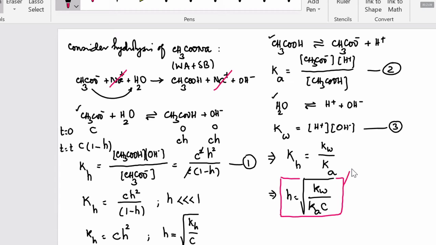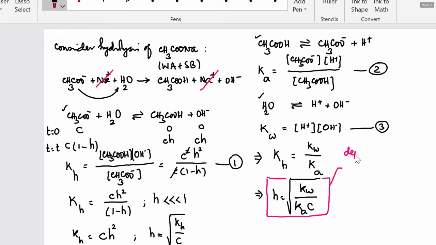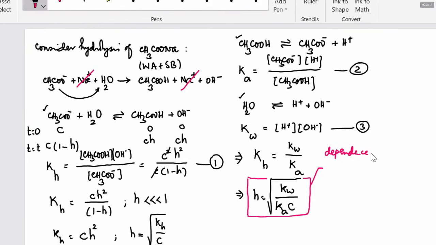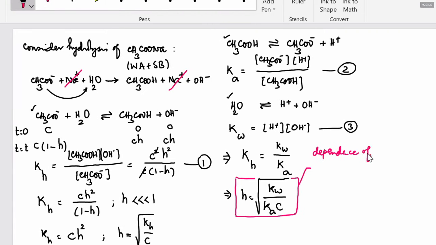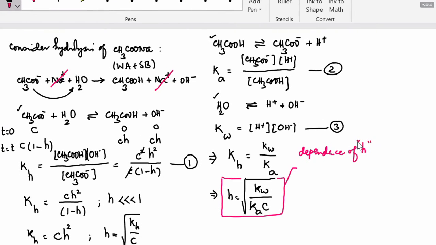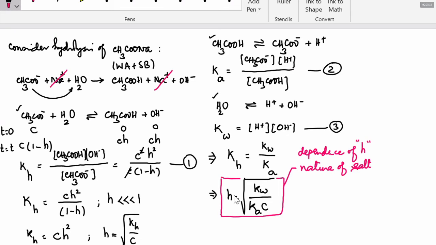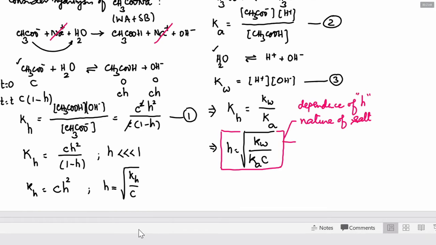Conclusion number 1. What are the factors upon which h depends? Dependence of h. What is h? Degree of hydrolysis. Number 1, definitely you have to say, sir, it is nature of electrolyte. Since we have the heading salt hydrolysis, nature of salt. You cannot say nature of solvent here because you are saying the word hydrolysis. Water should be used here. Therefore, there is no discussion of nature of solvent.